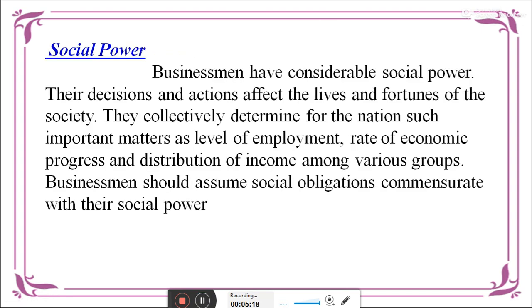What is social power? A businessman has a considerable social power. Their decisions and actions affect the lives and fortunes of society. They collectively determine for the nation such important matters as the level of employment, the rate of economic progress and distribution of income among the various groups. A businessman should assume the social obligation that comes with social power. Social power is an important matter in a society.